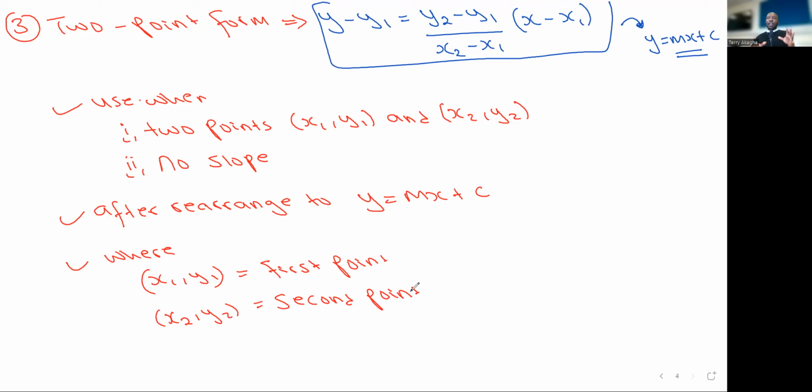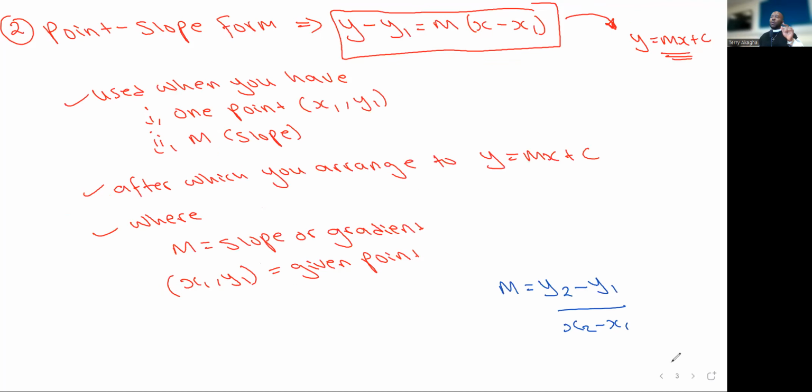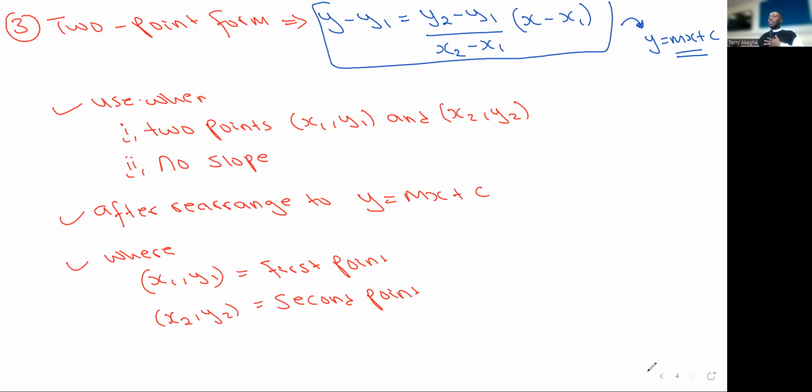So in this case, like I said, you have the 2-point form. The 2-point form is exactly the same thing as the previous one, which was the point-slope form, but instead we're just substituting it with the formula we already know for m, which is y2 minus y1 divided by x2 minus x1.